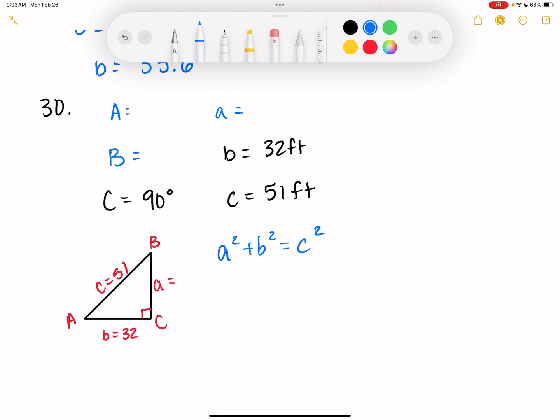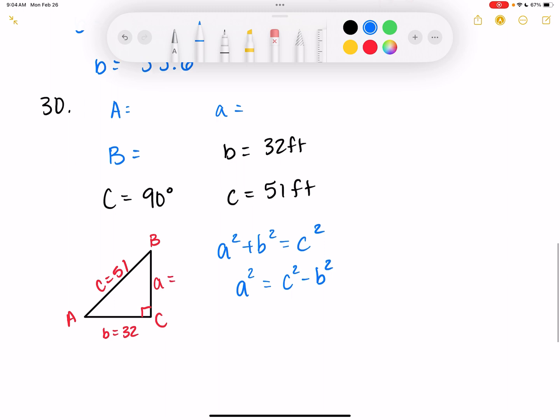So if I need to solve for A, I would have to get A squared is equal to C squared minus B squared. Wait, don't I have... No, I have B and C. That might be why you were telling me the formula that way. So A is going to be the square root of 51 squared minus 32 squared. So somebody tell me what side A is then.